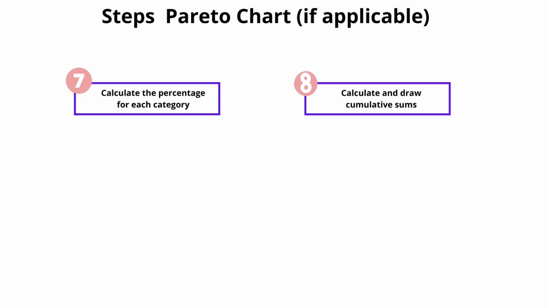Calculate and draw cumulative sums. Add the subtotals for the first and the second categories, and place a dot above the second bar indicating the sum. Add that sum to the subtotal for the third category and place a dot above the third bar for that new sum. Continue the process for all the bars. Connect the dots starting at the top of the first bar. The last dot should reach 100 on the right scale.